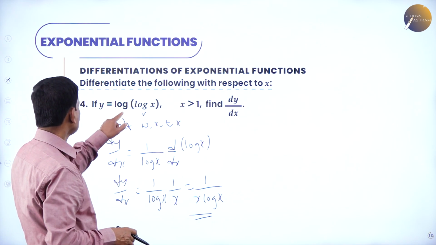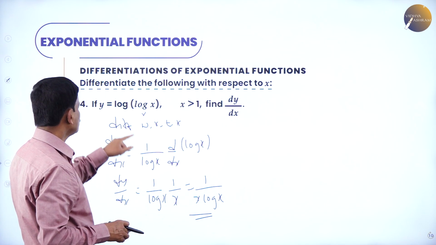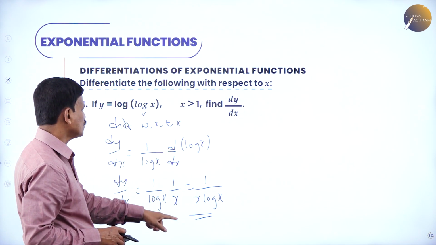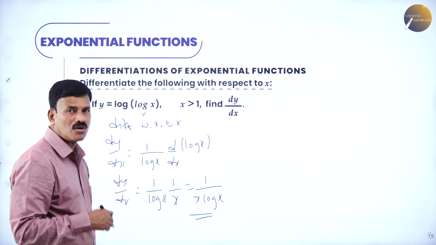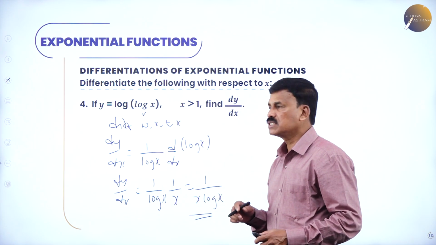See here, y is equal to log of log x. Let us assume this as x. The differentiation of log x is 1 over x. So 1 over log x into d by dx of log x, which is 1 over x. That is 1 over x log x. Hope you followed. Now this is how we are going to solve this type of problem.